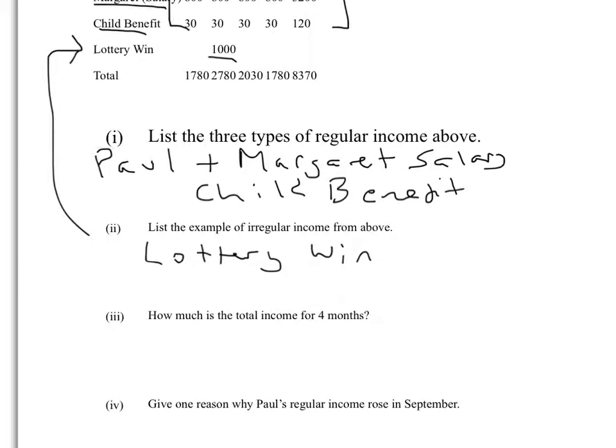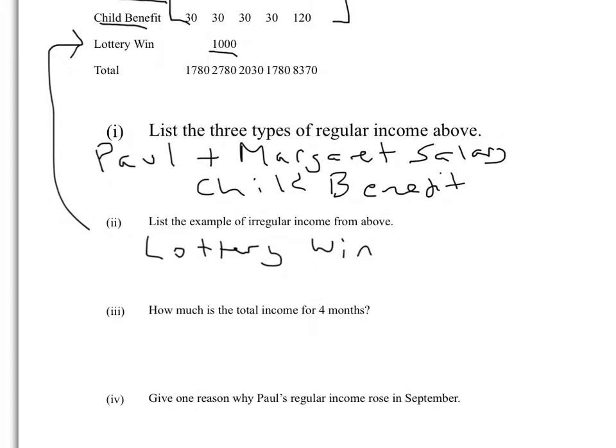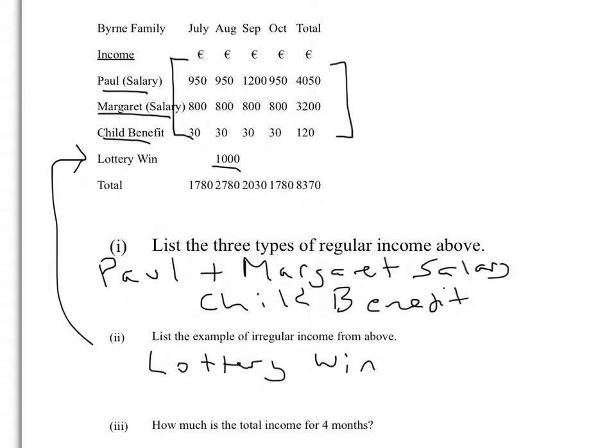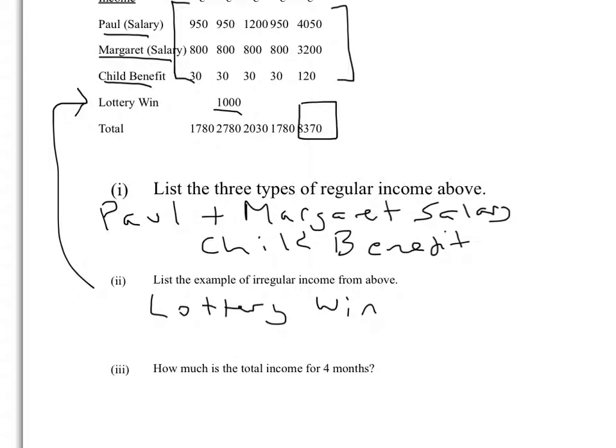So if we continue to go down here, how much is the total income for 4 months? Well, total for July was 1780, total for August 2780, September 2030, October 1780. They have added all that up for you to show you that the total is 8370. So how much is the total for the 4 months? It's simply those figures put together, which is given to you as 8370.